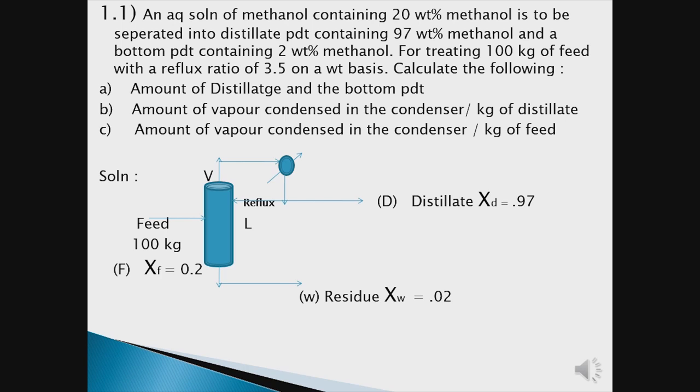Just remember one thing: what is the use of reflux? If you ever hear this question, the perfect answer is vapor enrichment. We use reflux for vapor enrichment, because we are removing all kinds of liquid contained in the vapor. So to enrich the vapor, we are using this reflux.